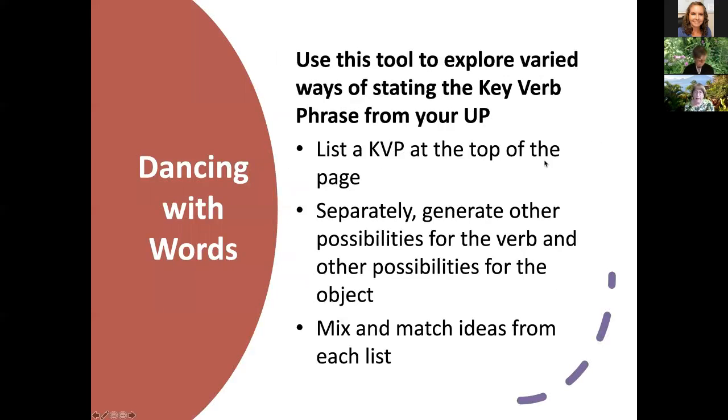Okay, another tool that you can use to develop your underlying problem is dancing with words. This one is kind of fun. So first, you'll take your action goal, your keyword phrase, and it will go at the top of the page. And then separately, you would generate other possibilities for the verb and then other possibilities for the object, and then mix and match. So let's take a look at how that would work.